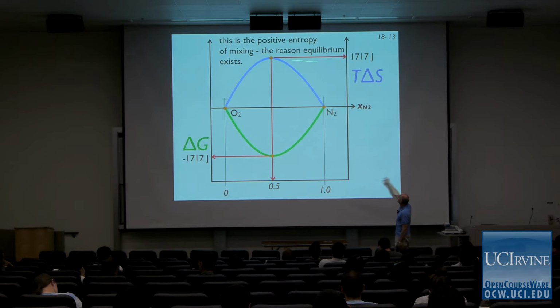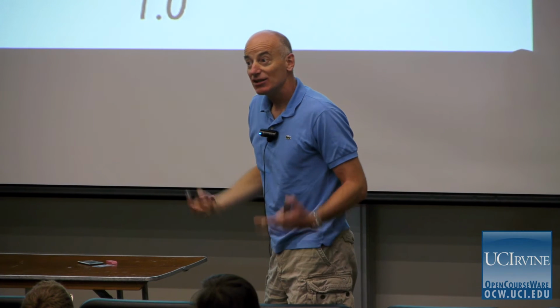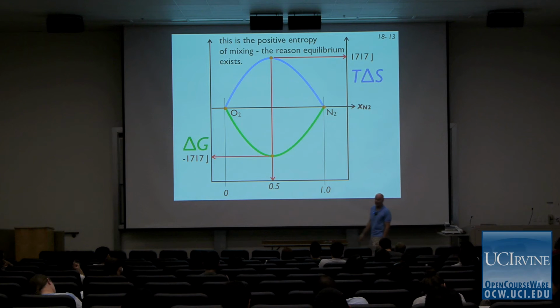Well, I think I brought it here. Yes, plus 1717 joules. Here it's minus 1717 joules because the delta H of mixing is 0 for ideal gases. All right, we know delta G is delta H minus T delta S, don't we?